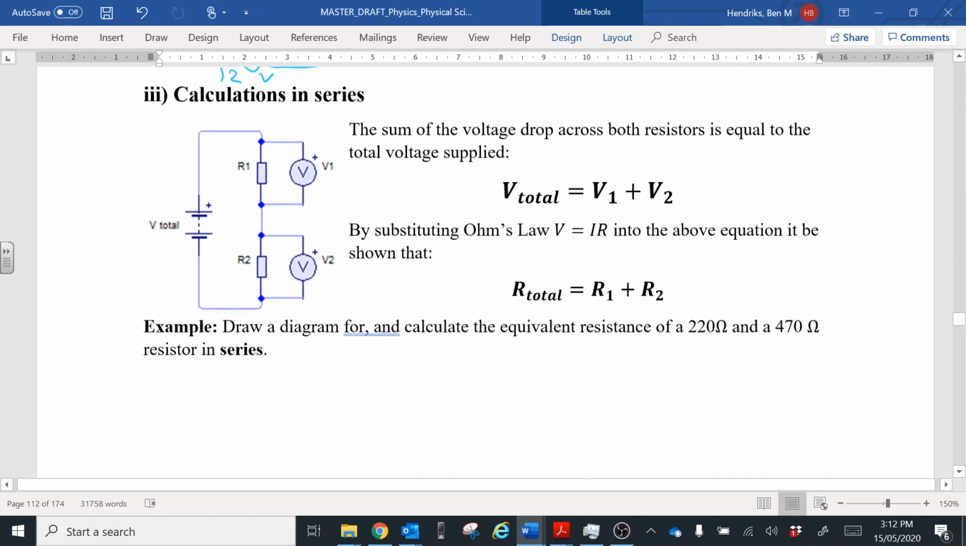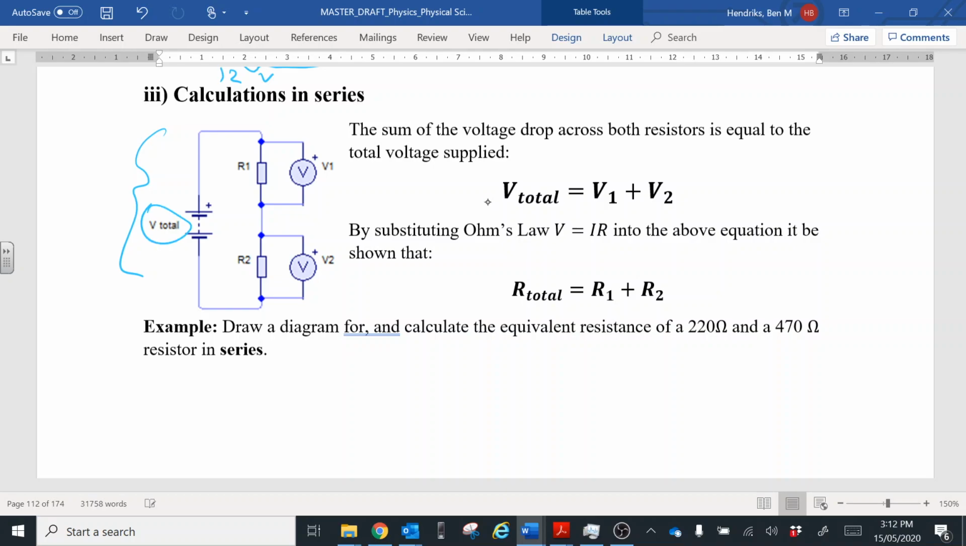So calculations in series. Basically, this is just doing the maths for what I just described. The total voltage, that's the total voltage across there. So this total voltage is going to be the sum of this voltage plus this voltage, so V1 plus V2. Basically, all that's saying is that the voltage drop from this point to that point is the same as the voltage drop from that point to that point. Okay, and you get a voltage out there. And the total resistance of the circuit for a series is equal to the sum of those resistors.